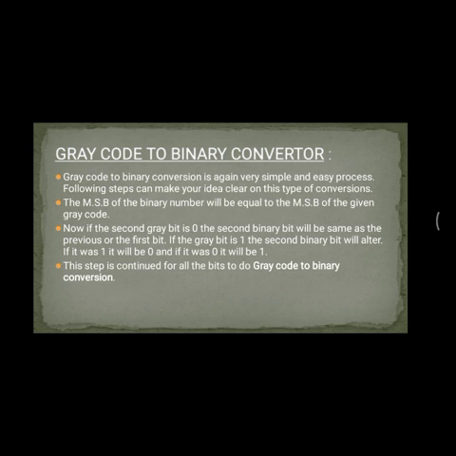Now if the second gray bit is 0, the second binary bit will be the same as the previous, or the first, bit. If the gray bit is 1, the second binary bit will alter. If it was 1, it will be 0, and if it was 0, it will be 1.